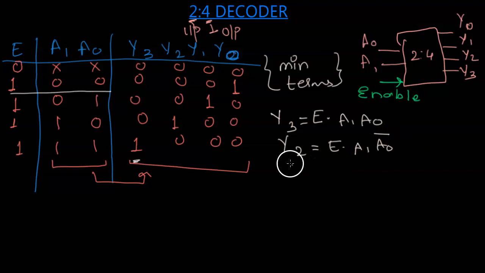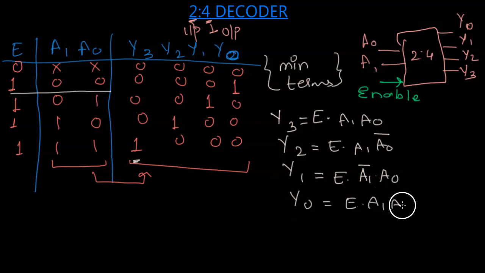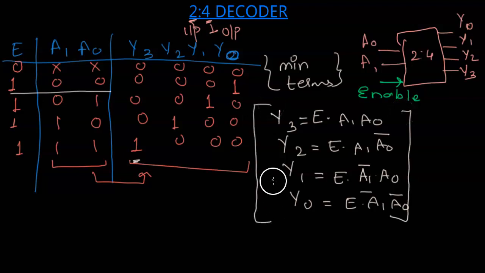And A0 bar. Y1, again enable is 1, A1 is 0. So A1 bar dot A0. And Y0, again enable is 1 with both of my inputs as 0. So we have them as bars. And here we have it. These are our 4 equations that are used for deriving my outputs. So we can see that we have 4 equations. That means we have 4 AND gates, and we have 2 inputs that can get NOTed. So we have 2 NOT gates, and there we have it.